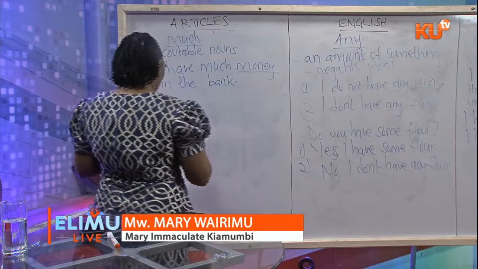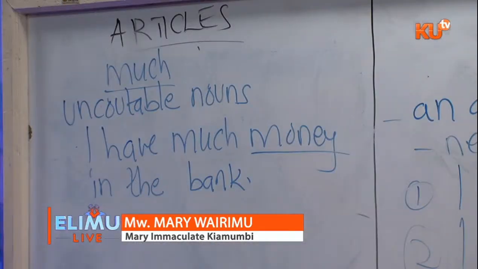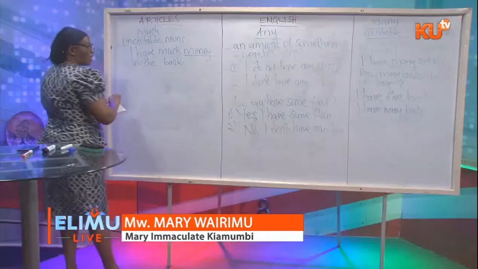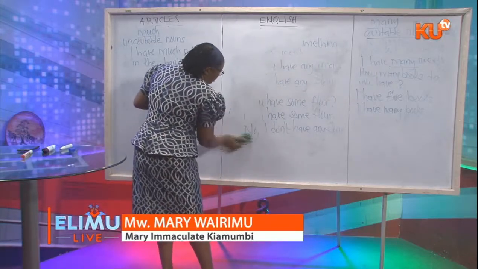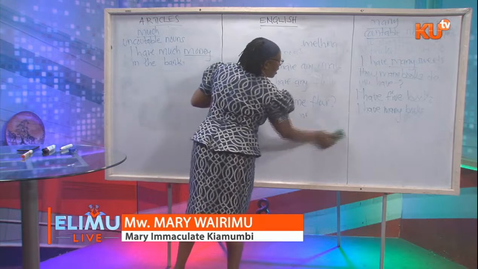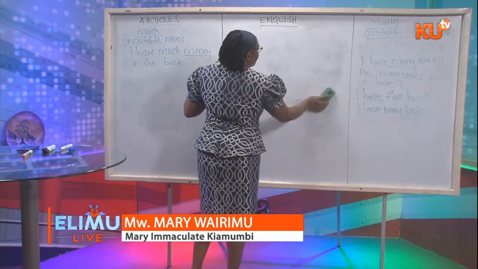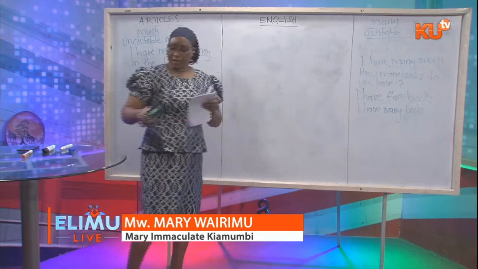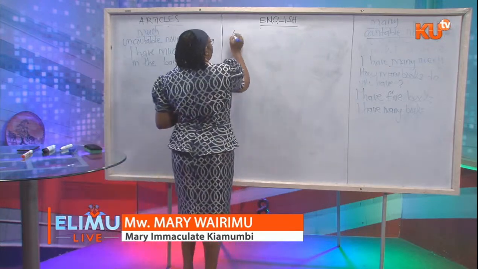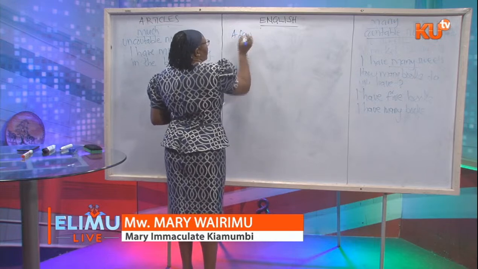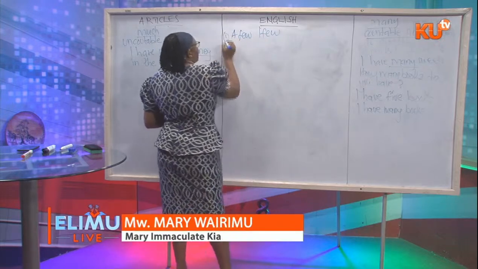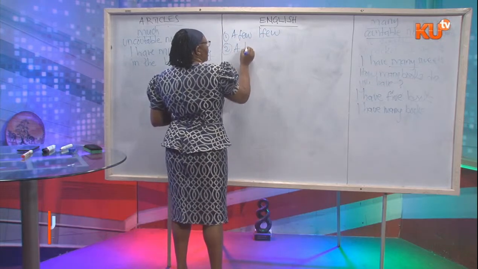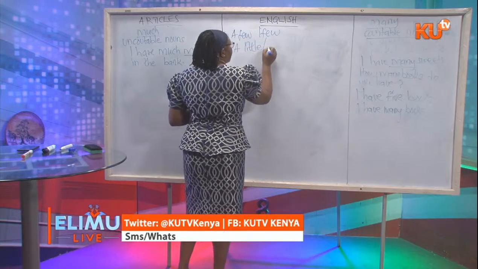Then we move on to other determiners, and the determiners are a little, few, and a few. These are determiners which are usually confused. That is, a few versus few, and a little versus little.